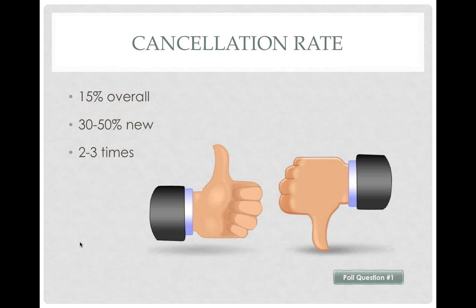When it comes to new programming, the cancellation rate for new programming is 30 to 50%. So new things are going to cancel at a much higher rate, and that's fine, because you've got to be testing new things. Thus, this means that the repeat stuff should be canceling at about 0 to 14%, so a much lower percentage. So having new things cancel is okay.